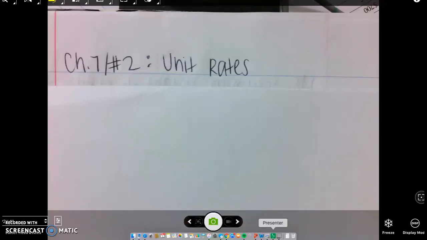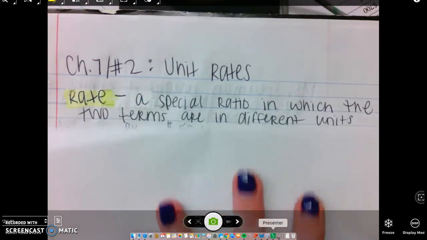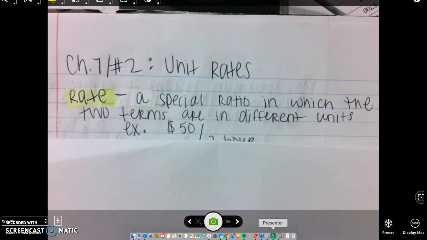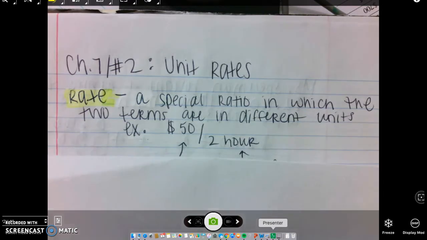Okay, so you are taking notes on unit rates. We talked about what a rate was last week, and so today you're going to take some notes on unit rates. So just as a review, remember a rate is a special ratio in which the two terms are different units. For example, I have $50 for every 2 hours.